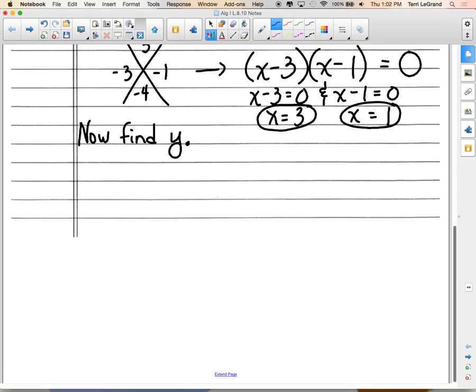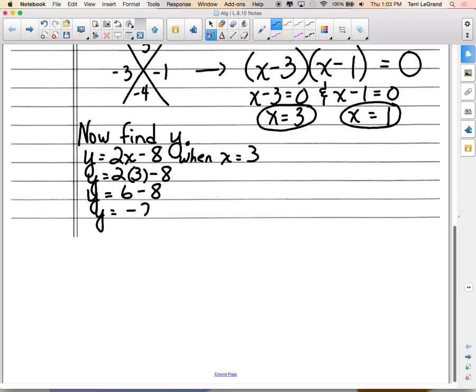And you can use either of the equations. You guys made a good choice. Use the linear one. So let's do it for when x equals 3. Let's start with that one. So y equals 2 times 3, take away 8. 2 times 3 is 6, take away 8. Our y value is negative 2. There's a y value to go with our x value of 3. We have ordered pair (3, -2). Okay, there's one of our solutions.